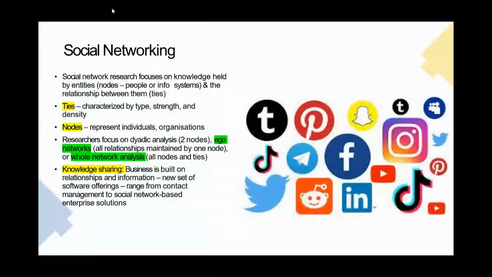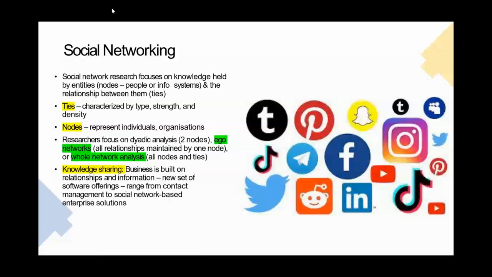Okay, so here now they're just speaking to the fact that social network research focuses on knowledge held by entities. You've got nodes, people, or information systems, and the relationship between them, which is referred to as ties. So here, ties are characterized by type, strength, and density. The things connecting the various nodes. And then nodes represent individuals and organizations. These are pretty much your users.